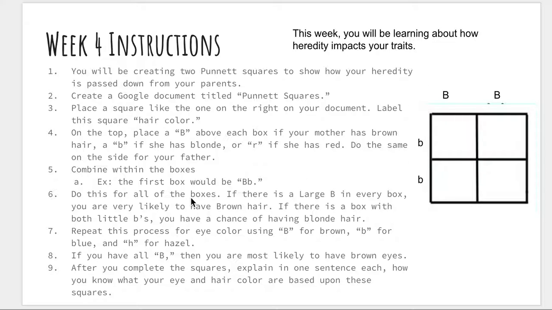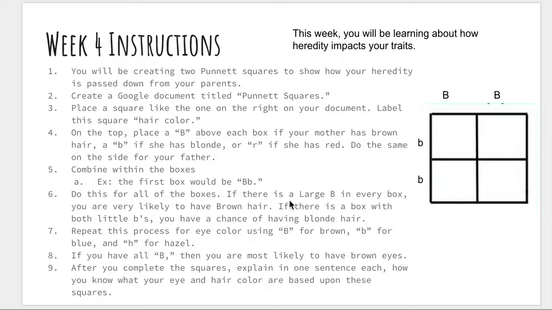Then what you're going to do is combine the boxes. So in this column you'd have a big B because you're dropping it down, so there would be a big B here and a big B here. And then you're going to go across as well. So then you'd have a little b next to that big B and a little b next to that big B. So all four squares are going to be big B, little b, big B, little b, big B, little b, and big B, little b.